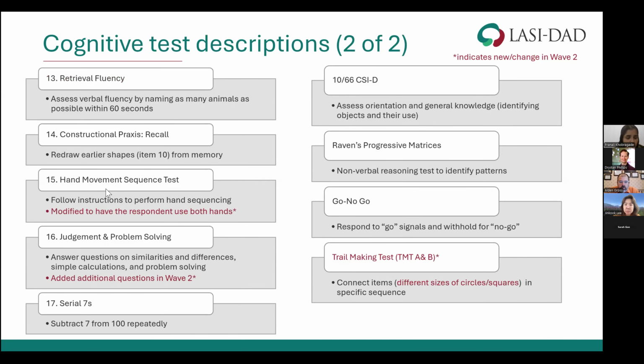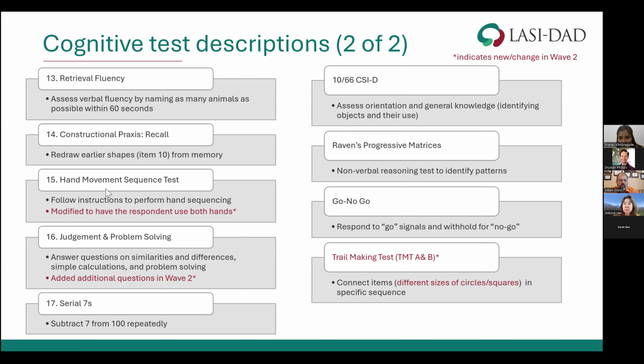Next is retrieval fluency. We assess verbal fluency by asking the respondent to name as many animals as possible within 60 seconds. Then we have constructional praxis recall, where we ask the respondent to redraw the earlier shapes, this time from memory. Then we have hand movement sequence test. This test assesses motor sequencing by having participants follow a series of hand movements.